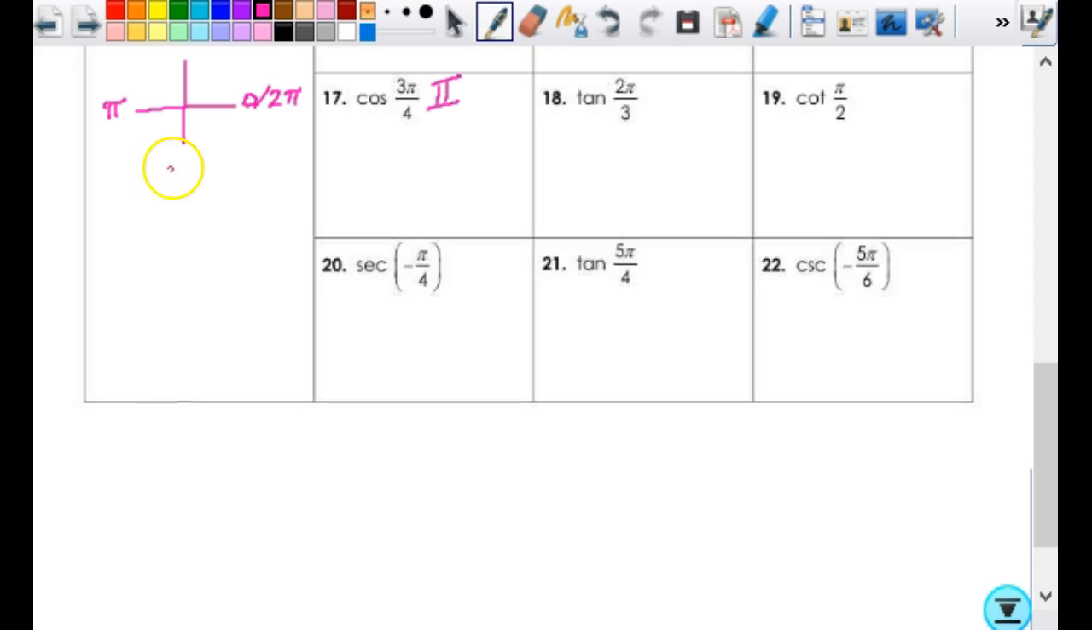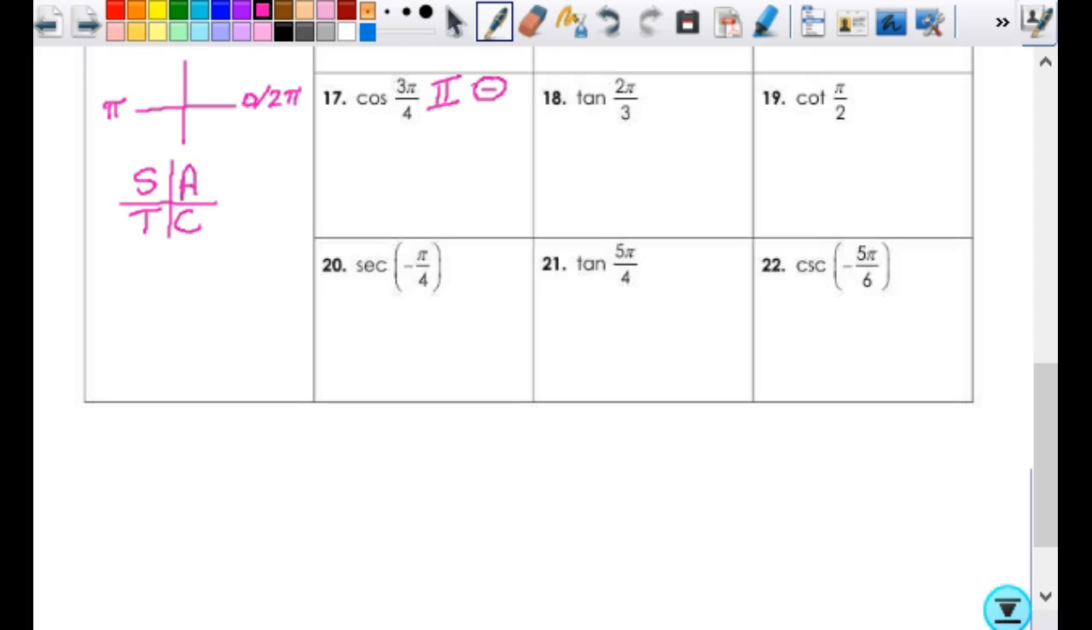So in the second quadrant, is cosine positive or negative? What's my little saying to go around here? All students take calculus. Those are the sine, cosine, and tangent, what's positive in each quadrant. So in quadrant 2, cosine is negative. That's what the quadrant gives me: my final answer is negative.